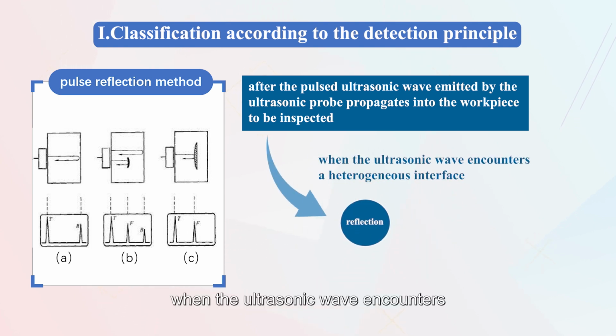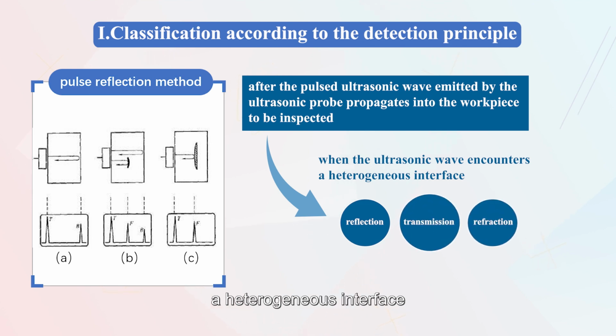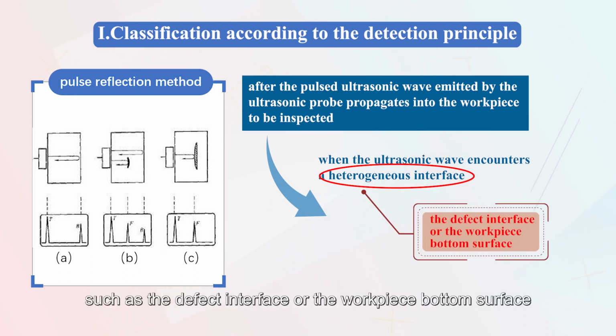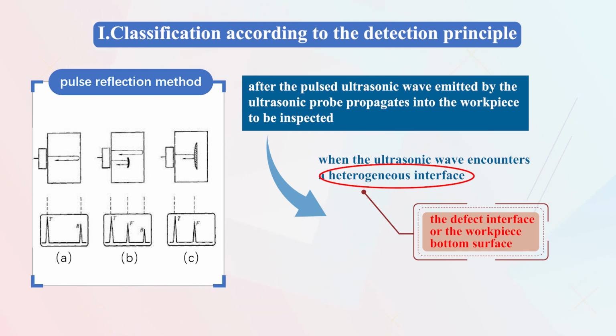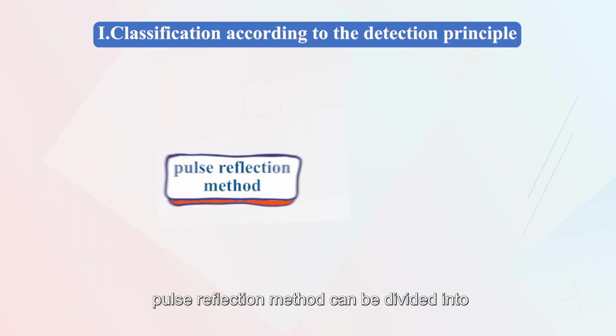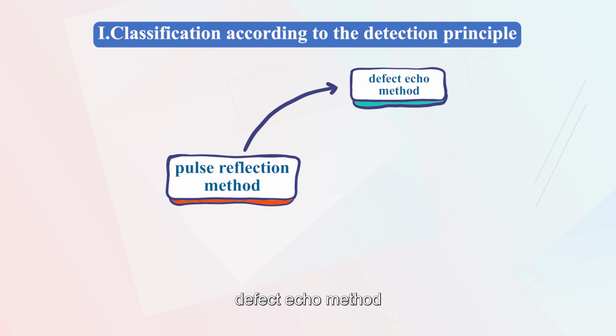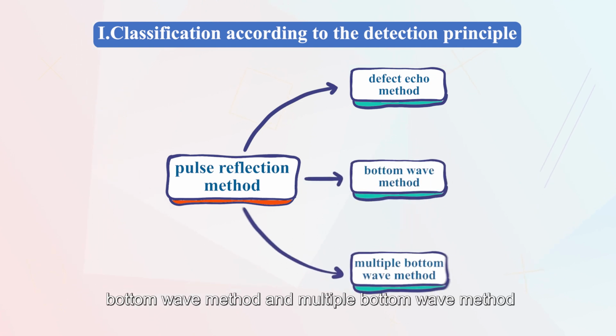When the ultrasonic wave encounters a heterogeneous interface, reflection, transmission, and refraction will occur. The heterogeneous interface here is the interface of two different media, such as the defect interface or the workpiece bottom surface. Furthermore, pulse reflection method can be divided into defect echo method, bottom wave method, and multiple bottom wave method.